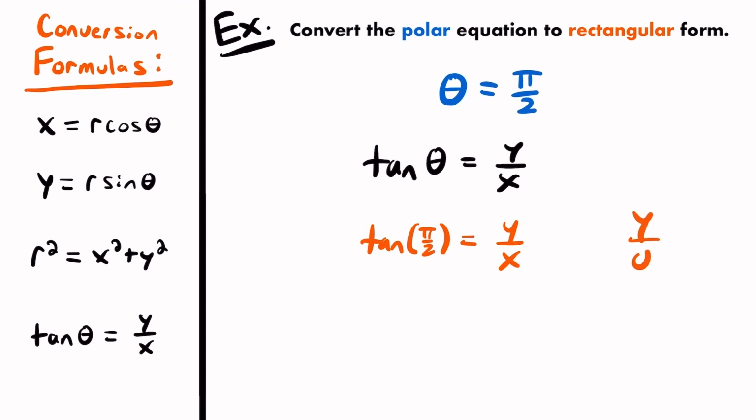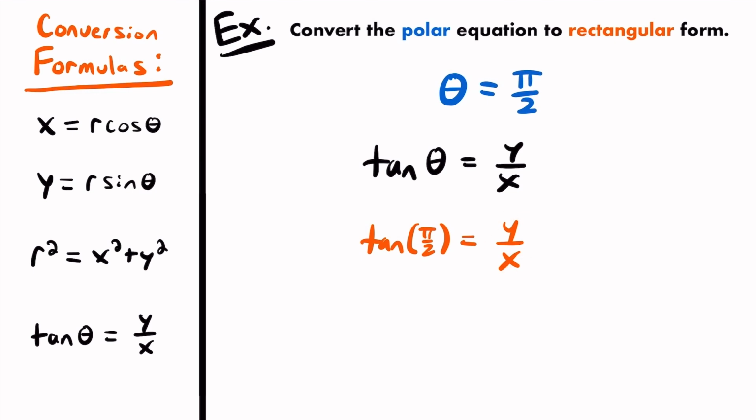We would have y divided by 0, and dividing by 0 is always going to result in an undefined value. You're not allowed to divide by 0. And so what we can conclude here is that this statement is true. Tangent of pi divided by 2 is equal to y divided by x when x is equal to 0. Tangent of pi divided by 2 is undefined, which will be equal to this value when it is undefined, which occurs when x equals 0.